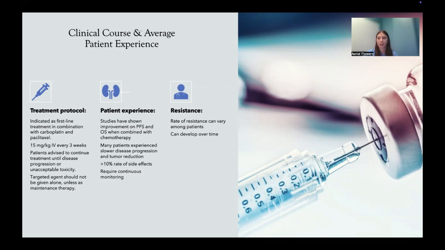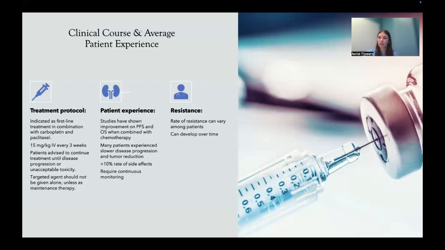Treatment protocol for our targeted therapy: it is indicated as a first-line treatment in combination with carboplatin and paclitaxel, also known as Taxol. This drug is administered at 15 milligrams per kilogram intravenously every 3 weeks, and this was the only dosage that was found that demonstrated significant increases in the overall survival in first-line non-squamous non-small cell lung cancer. Patients are advised to continue treatment until disease progression or unacceptable toxicity occurs, and this targeted agent should not be given alone unless as a maintenance therapy.